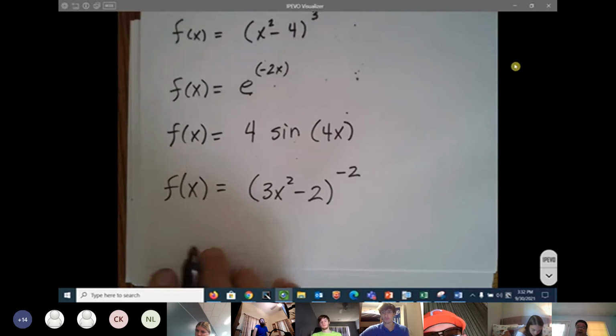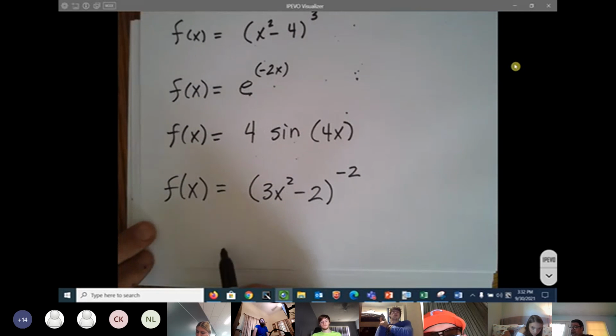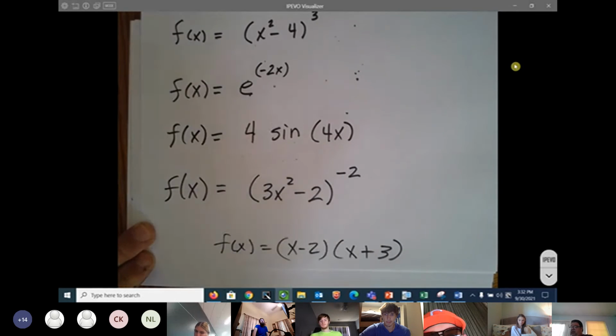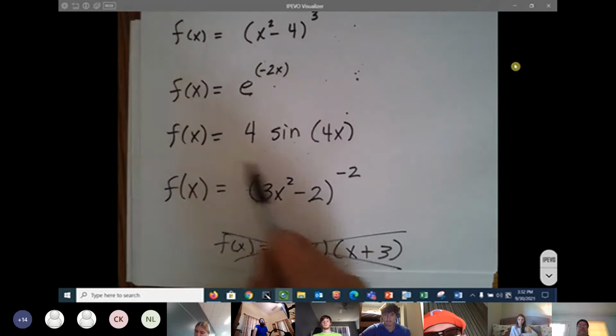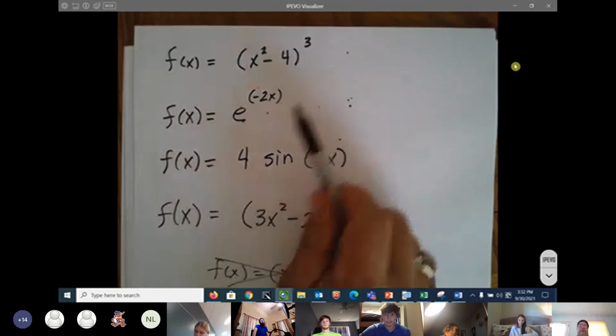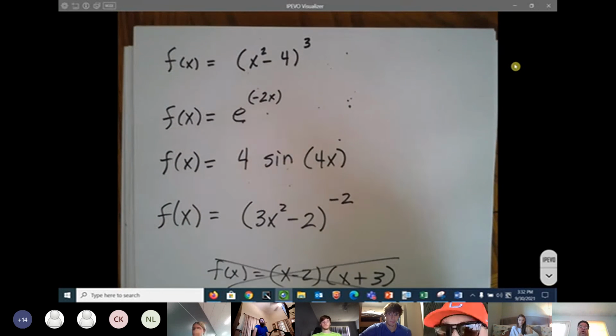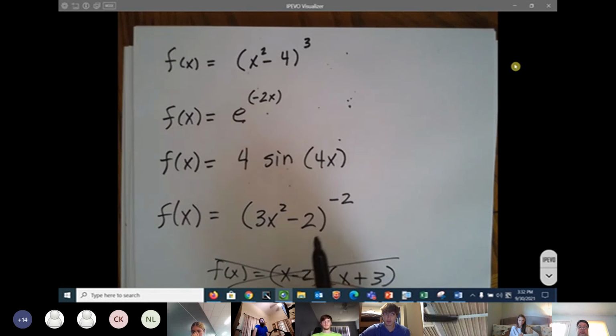I'm not talking about this. F of x is equal to (x minus 2) times (x plus 3). I'm not talking about that. You use the product rule there, or algebra to use the FOIL and then do the sum and difference rule. I'm talking about more advanced, usually with exponents or e or a trigonometric function, a logarithm. We're not at logarithms yet, so that's why I didn't throw that in there.